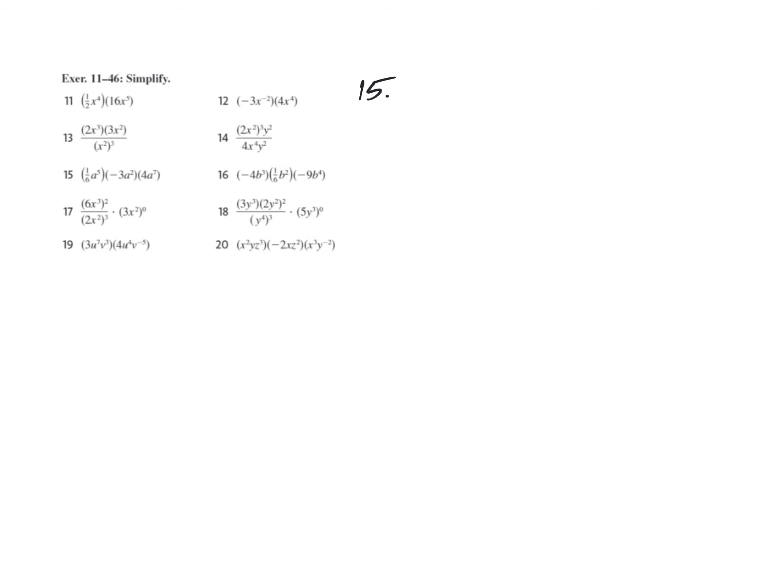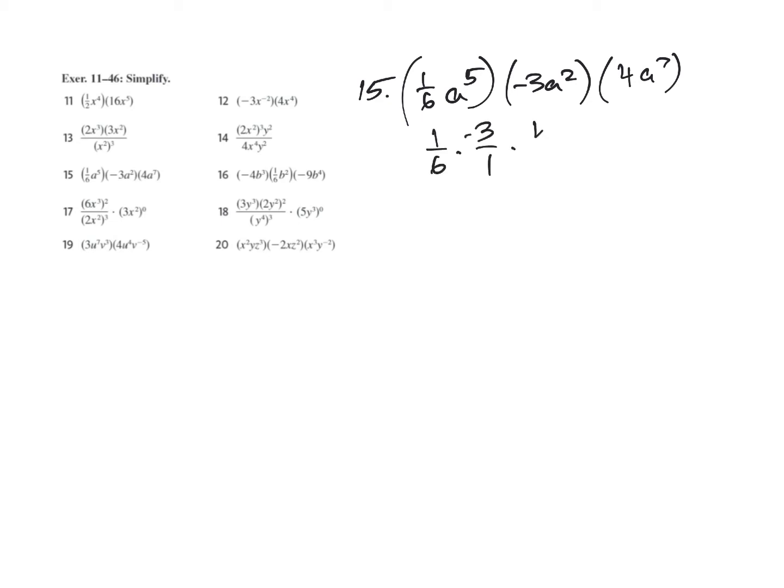15. 1/6 a to the 5th and a negative 3a squared. Again, no exponents on the outside, so we don't need those parentheses. Let's look at the last one, 4a to the 7th. Yep, don't need the parentheses. So we can rearrange all the letters and the numbers. So 1/6 times negative 3 times 4 times a to the 5th times a squared times a to the 7th.